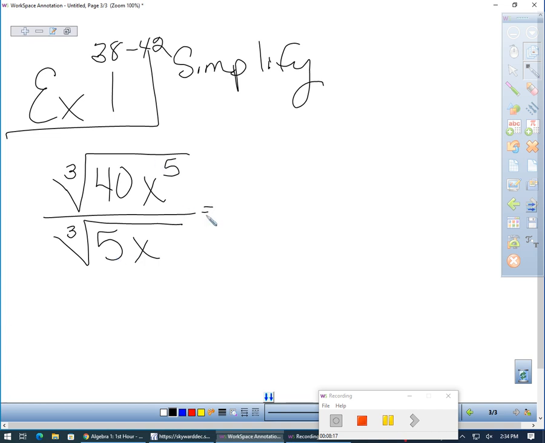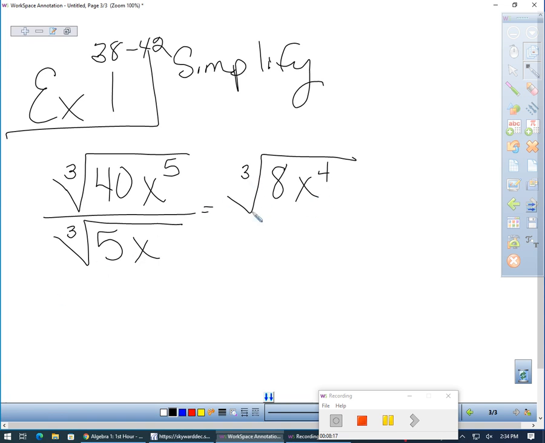So our very first step is to reduce this fraction. Imagine they're all underneath one big radical, and we can reduce it. So I have 40 divided by 5 is 8. And then if I have x to the 5th over x, I get x to the 4th. That was step 1. Step 2 says just simplify the radical.